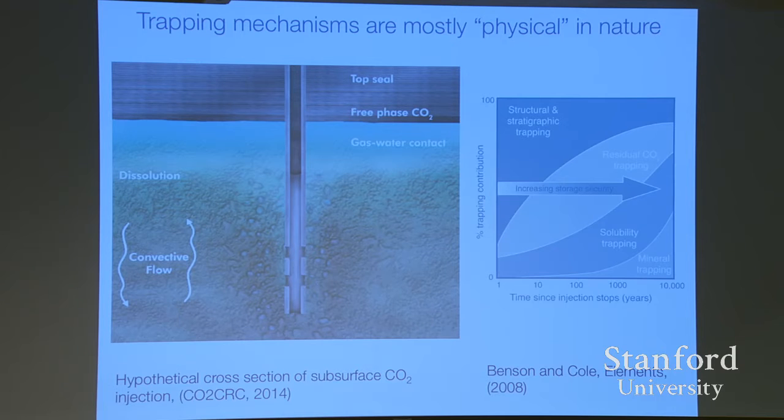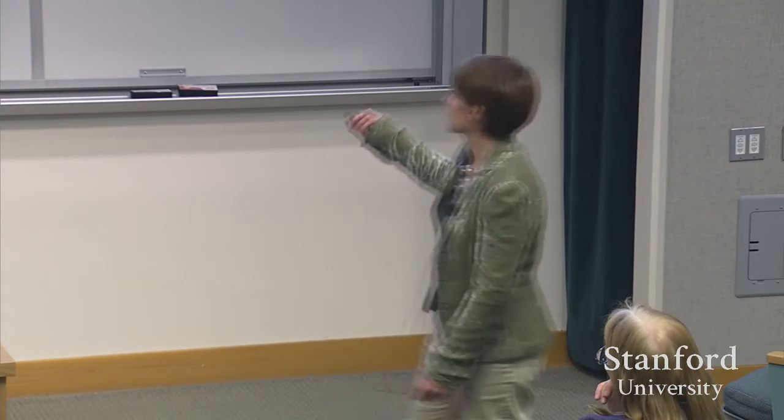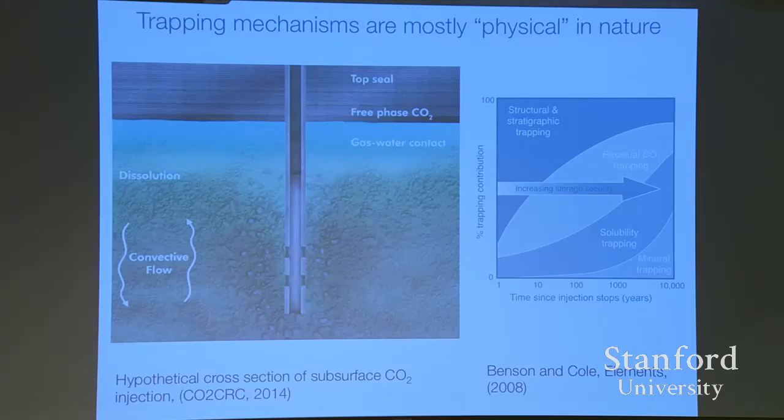You said CO2 is less dense than water. If you dissolve the CO2 in water, why would the water become more dense? Because you're adding the CO2 to the water as it dissolves, so you're changing the density slightly, so you get this sort of convective flow.